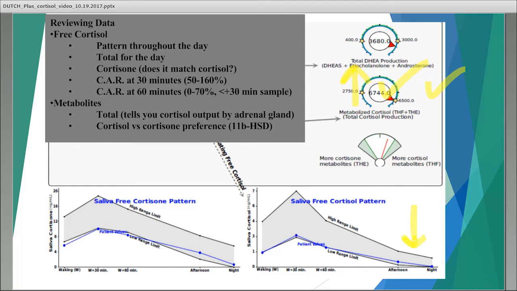If someone's on too much thyroid medication, that upregulates cortisol metabolism. You'll see that same sort of look. So the way we would describe a patient like this is they have a reasonable cortisol awakening response, although relatively low levels of free cortisol, but there's a lot of cortisol production.